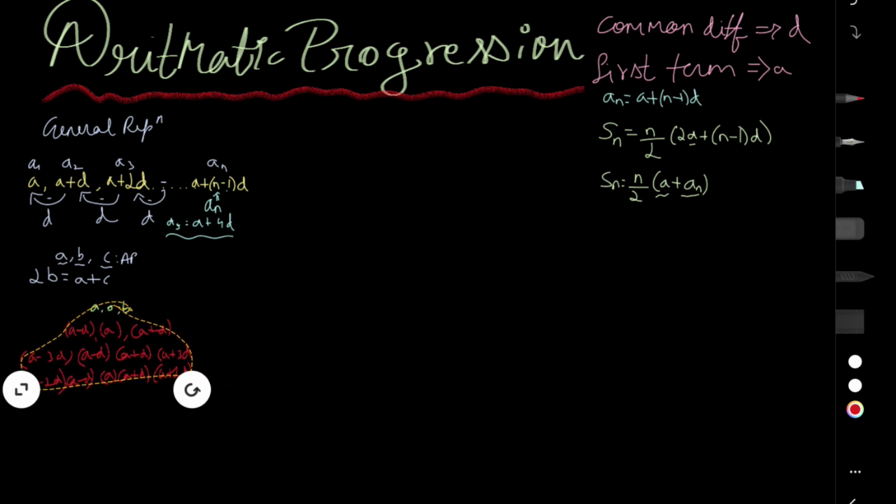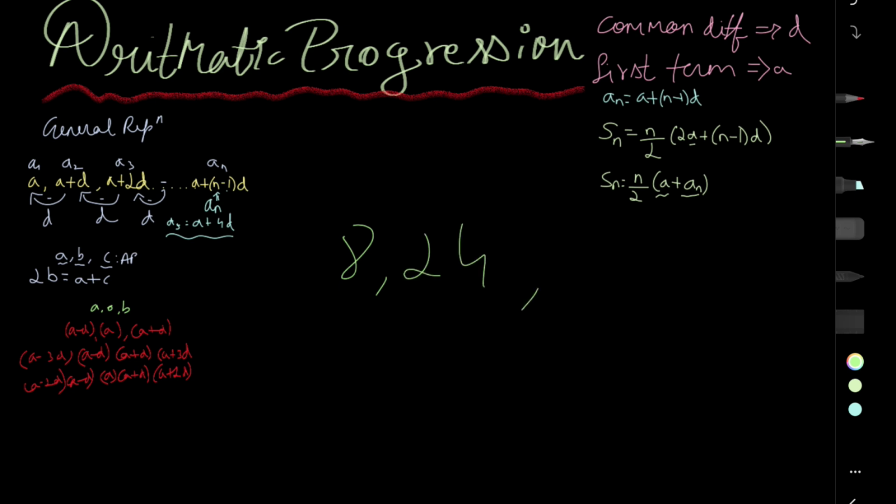Right, how it will help you here. So here, if I am given 3 numbers, let it be 8, 24 and 40. 8, 24 and 40 are given. I want to find the common difference here.